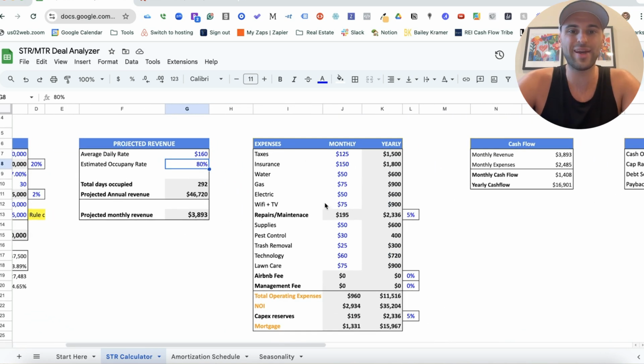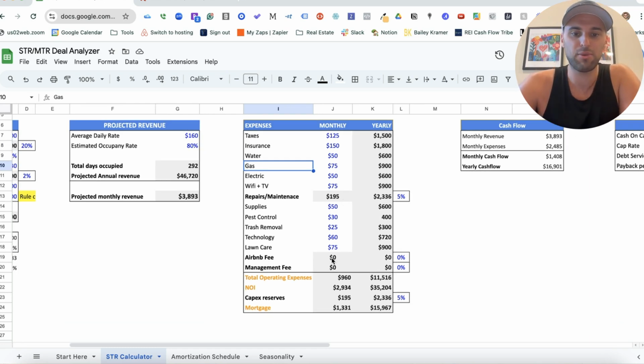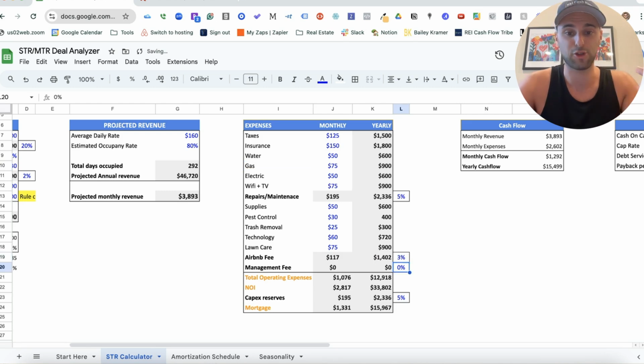And then moving on to expenses. So here are all the expenses you're going to need to know for your property. We have taxes, we have insurance, water, gas, electric, Wi-Fi, repairs and maintenance. Okay, the list goes on and on. And you'll see down here too, Airbnb fee. If you plan to do all off-market bookings, you can leave this as 0. If you're going to be using Airbnb heavily, put this as 3, because 3% is what Airbnb takes. And then management fee. If you're going to manage it yourself, you can put 0. If you're going to have someone else manage it for you, you can put 10 to 20%, whatever they're going to take. Okay.